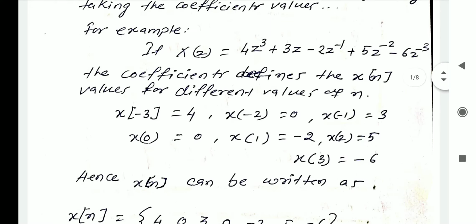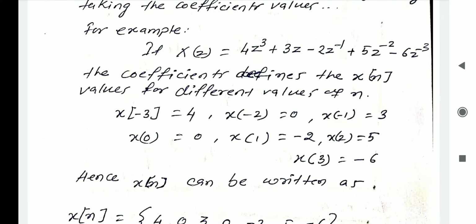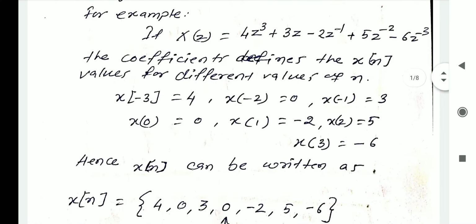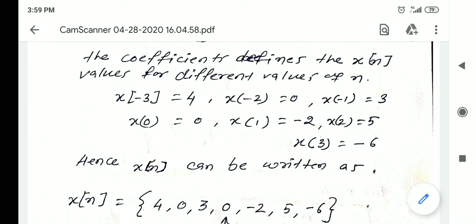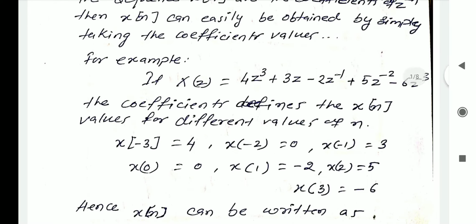Now if we have different powers of z, that means we have positive powers of z and negative powers of z. That means the coefficients are the values of x of n for the different values of n. So here we are given x of z, and we have taken an example. Now 4z to the power minus 3 will be the value of x of minus 3, and 3 is the value of x of minus 1.